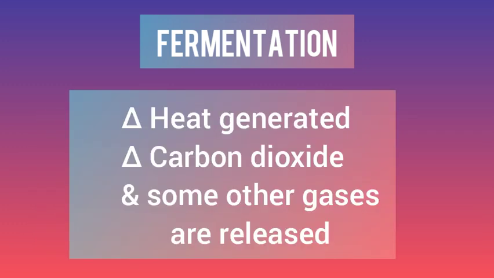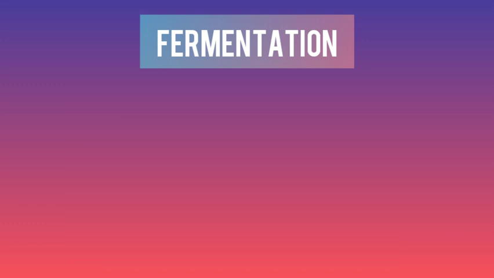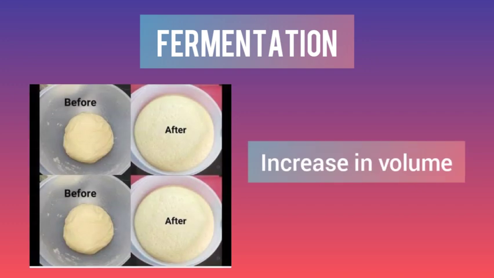Now what changes occur during this process? In this process, heat is generated and carbon dioxide and also some other gases are released. And the change which occurs because of these gases is an increase in volume. Example, bread dough and idli batter are seen to rise, as in the image shown on the screen.